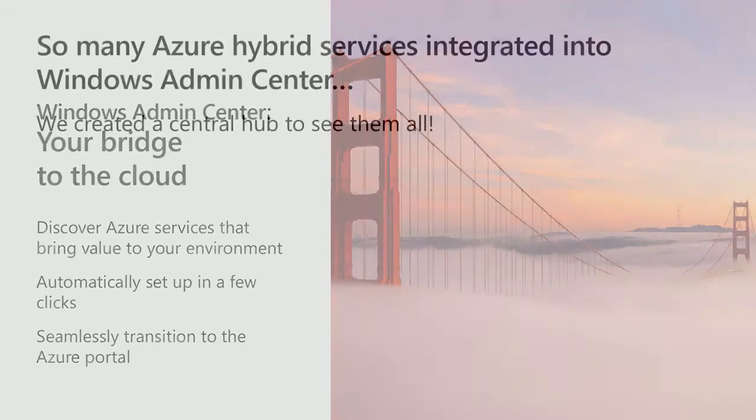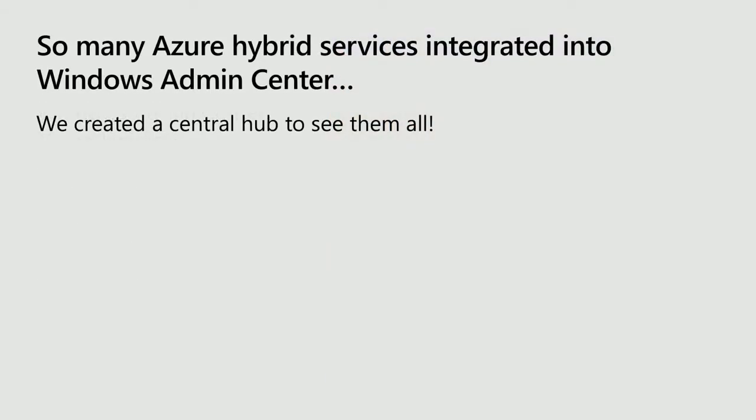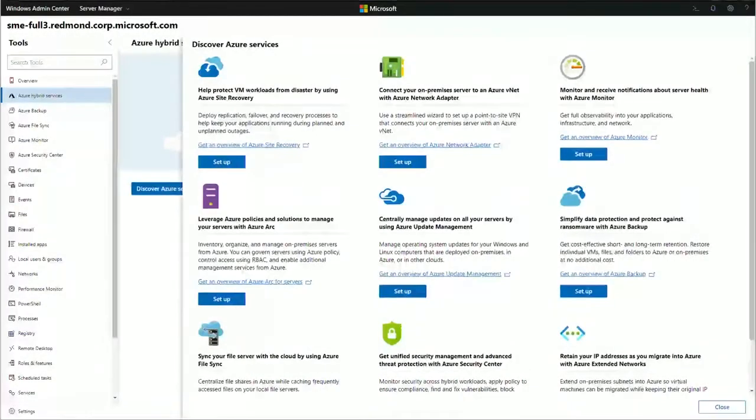Right on. And so we have so many Azure hybrid services integrated into Admin Center that we actually had to create a central hub. This is the Azure Hybrid Services tool we introduced. This has all of our hybrid integration in one place because it was literally all in a bunch of different tools. And customers said, this is great. I want one place that I can go to find this. And more importantly, when you add new tools like the new Azure Arc integration, guess what?